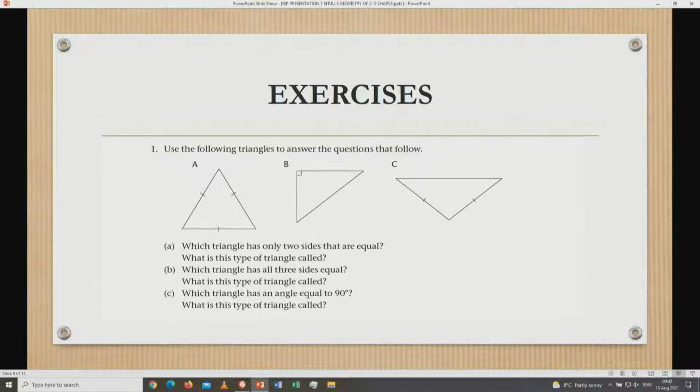Let us try, as I've said before, guys, that we need to have our exercise books. Let us try and do this activity as fast as we can.